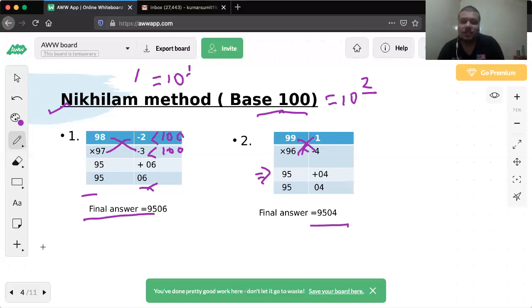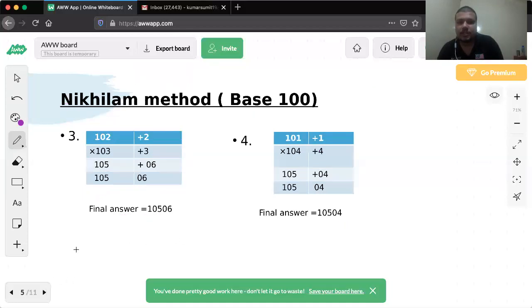Now let's see some more examples so that your concept is more clear. For example, you have to multiply 102 into 103. 102 is 2 greater than 100. 103 is 3 greater than 100. Plus 2 into plus 3 is what, guys? 6, but we have to put 06.